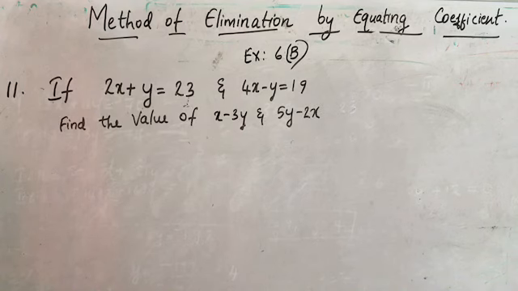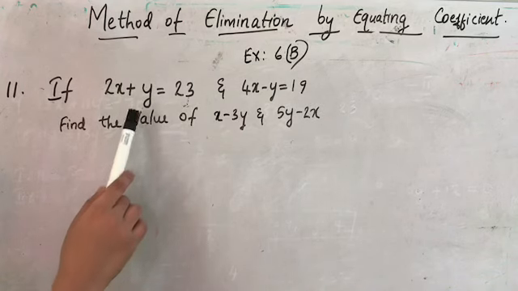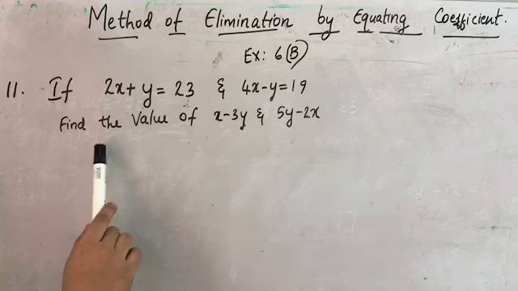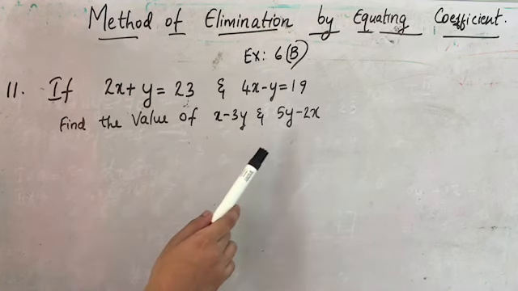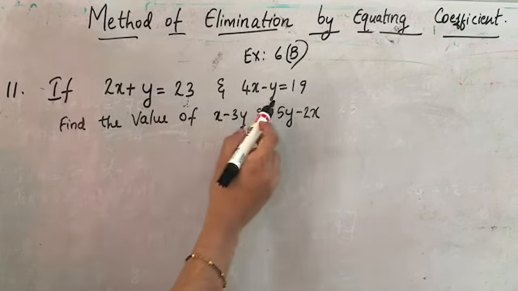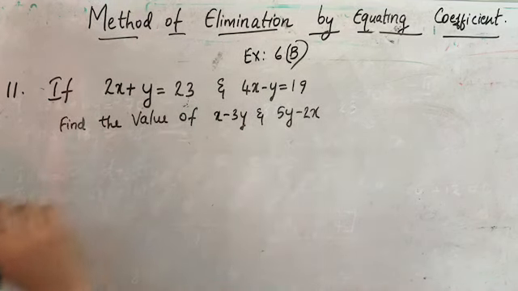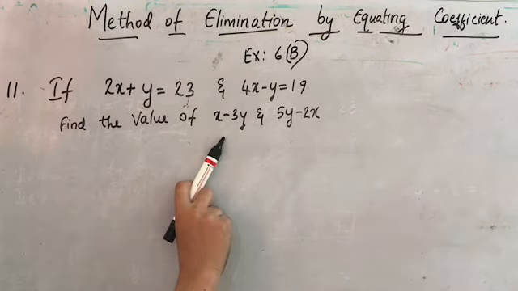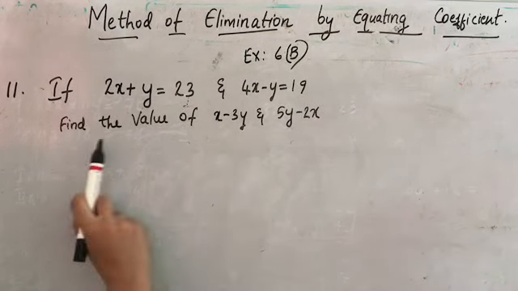Let us go through the 11th question. If 2x plus y is equal to 23 and 4x minus y is equal to 19, find the value of x minus 3y and 5y minus 2x. So in this case, two equations are given. Okay. From these equations, you have to find the value of x and y. Then you need to substitute the values in x minus 3y. You need to find the value of it.